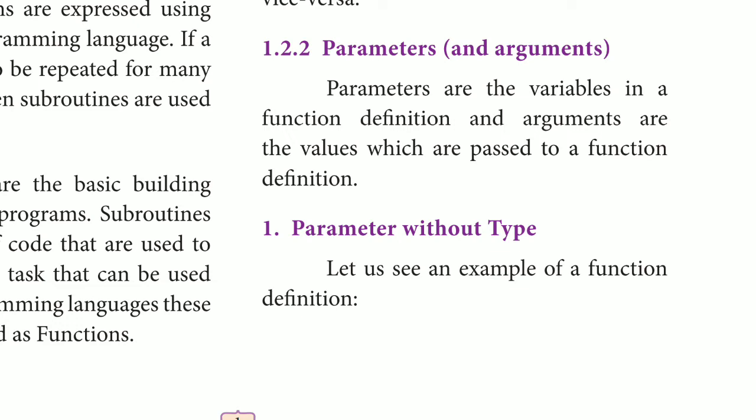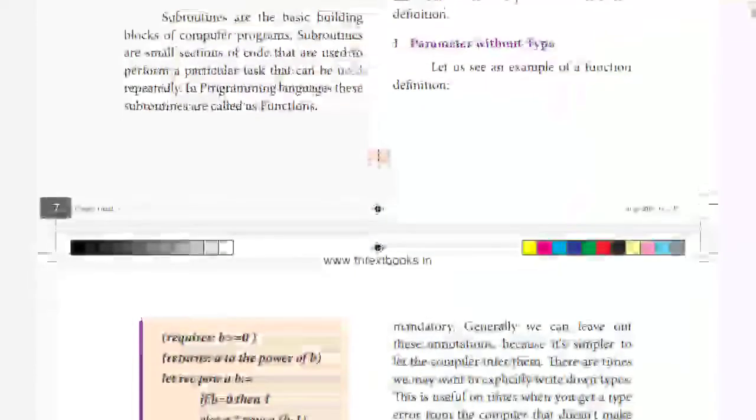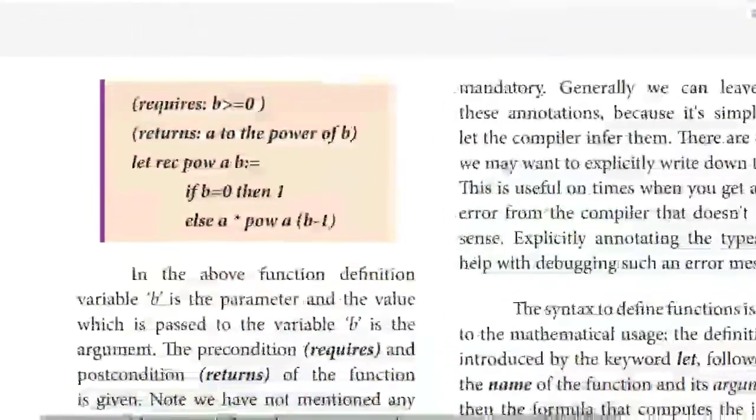Okay, so as I said earlier, a function is a small set of program that will get input from the main program or from the user. So the value which is given as an input to the function is known as parameters or arguments. Okay, so there are two types of parameters here: parameters with the type and parameters without type. So we'll see the example here. So they have given an example here.